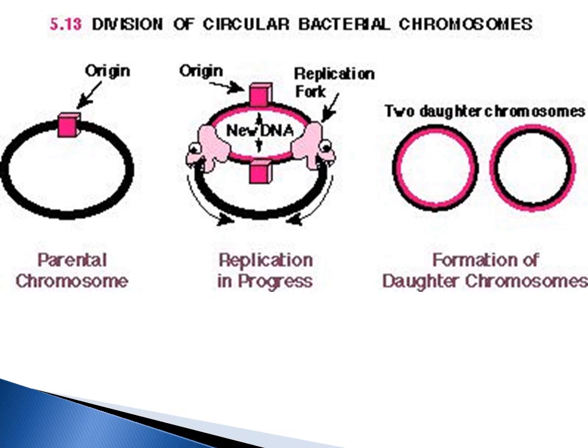So here's your picture, origin of replication. You're going to separate into two strands. You're going to get your new DNA, and they're eventually going to meet up at the other side, and you're going to end up with two identical double-stranded circular chromosomes. And these two chromosomes that are made are the daughter chromosomes.